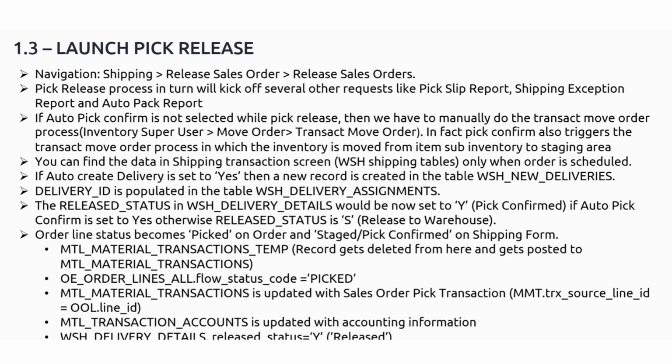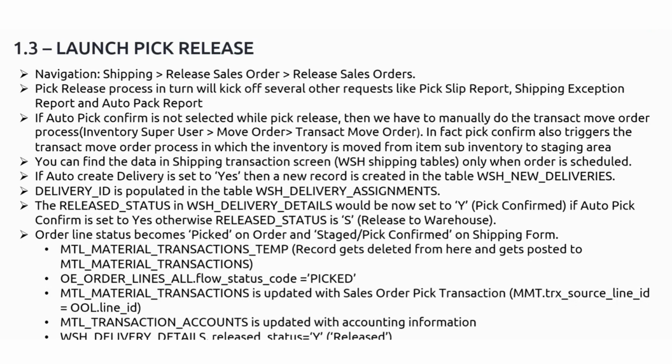Okay, and there is a feature called auto pick confirm. If your order is picked from warehouse to staging area, someone needs to confirm that someone has received it into the staging area. So auto pick confirm is the option that it will be automatically confirmed. If that is not there, then we need to manually do another step called transact move order. So transact move order is basically moving the item from sub inventory to staging area. Okay. So that is a manual step if auto pick confirm is not selected during the pick release step.